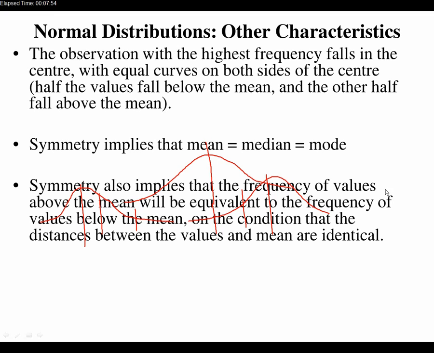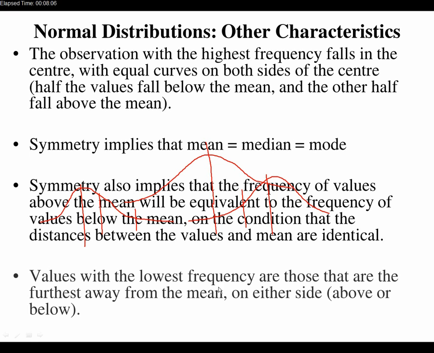Symmetry also implies that the frequency of values above the mean will be equivalent to the frequency of values below the mean, on the condition that the distances between the values and mean are the same. They're identical. Values with the lowest frequency are those that are the farthest away from the mean on either side. Okay, so you remember, as you get more and more away from the mean, you're going to have them distributed farther out under the tails of the curve.